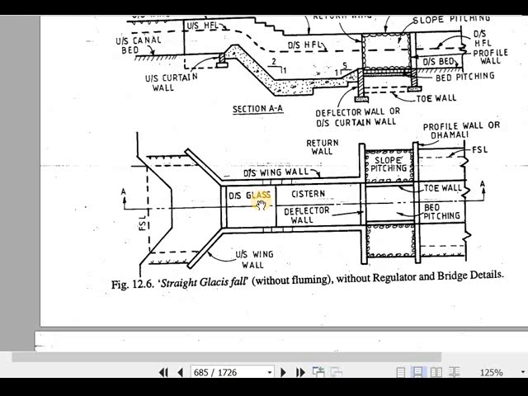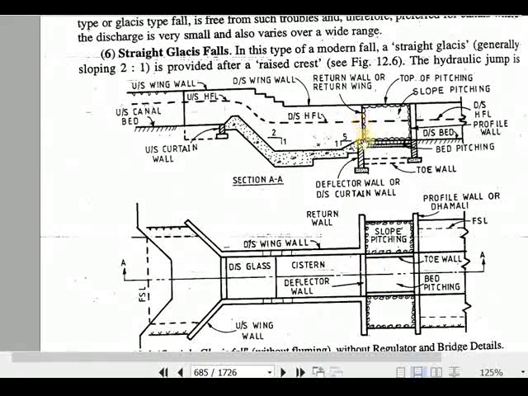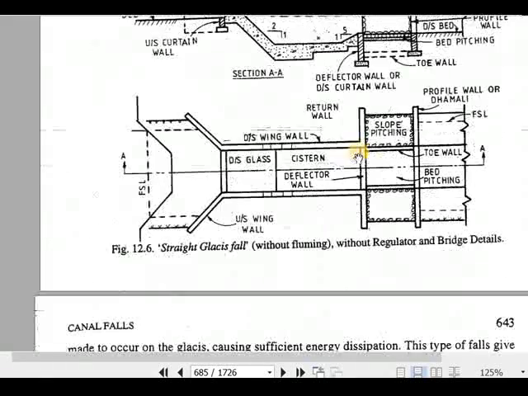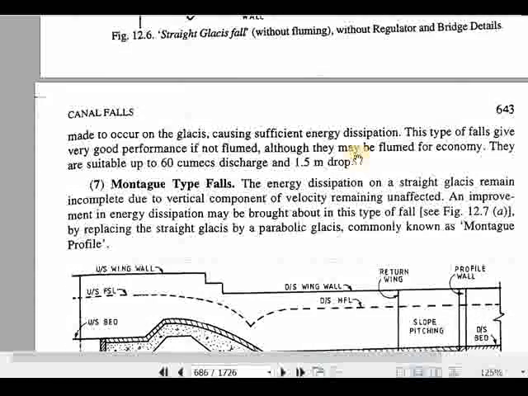Here we have the downstream glacis, and downstream there we have a deflector wall, like this one. Its cross section is here. So this is the downstream sloping glacis. This is written as glacis, and we have a straight glacis system. This one from this point to this point, this point to this point. So these are the same views. From this point to this point, we have this section.